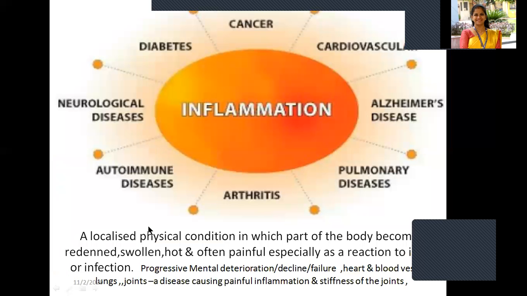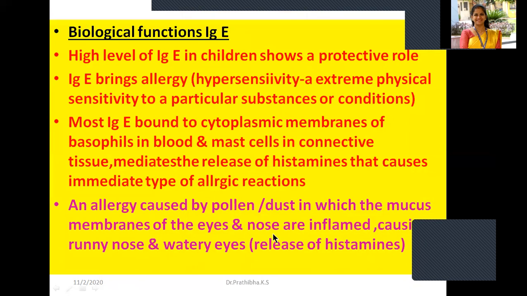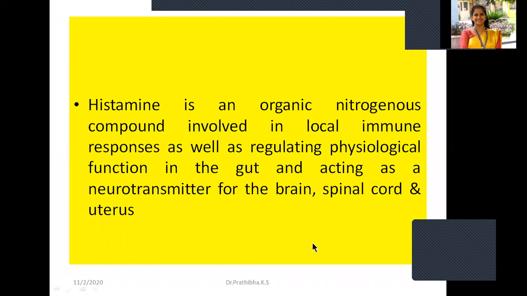Hope you understood the definition of inflammation, a localized physical condition in which part of the body becomes red, swollen, hot, or often painful, especially as a reaction to injury or infection. So same thing here. When the eyes and nose are inflamed, you can see all those particular symptoms, also causing the runny nose or watery eyes. When all these things happen, that time you can see the release of histamines. This histamine gives the signal to the cells. Hope you understood here the biological functions of the IgE immunoglobulin molecule.